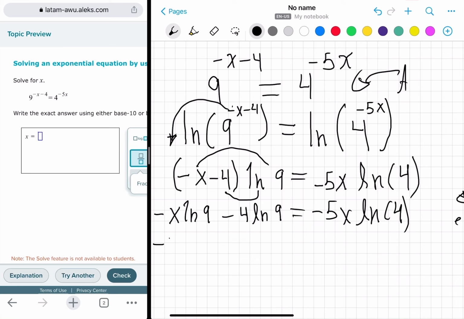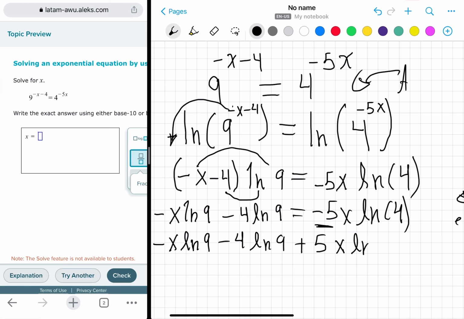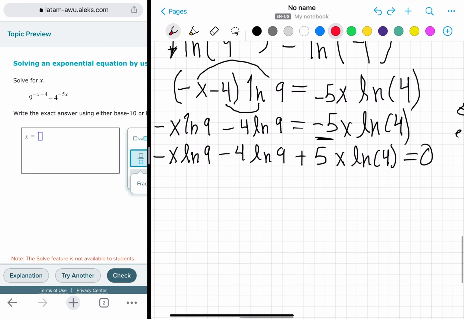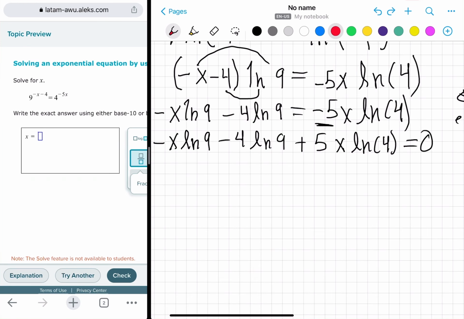So I'm gonna leave this term here because it has an x. I'm gonna leave this here for the moment, and I'm gonna move this to the left side as an addition. 5x natural logarithm of 4 equals 0. Now there is one term that does not have an x here. This term should not be here because it doesn't have an x. I'm gonna move it to the right side. And if I move it to the right side, it's gonna move adding up because here I have it subtracting.